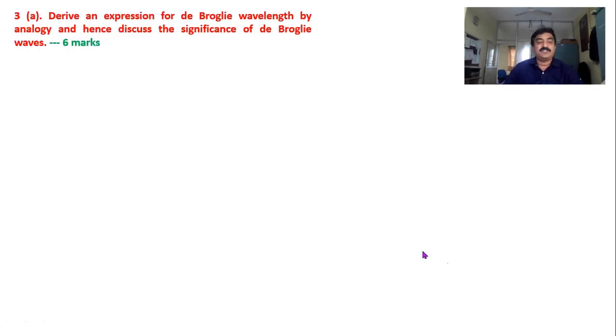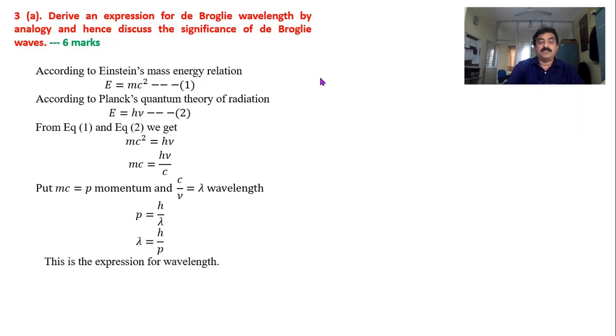Okay, now comes the first question, or question number 3. Derive an expression for de Broglie wavelength by analogy and hence discuss the significance of de Broglie waves. So you have to derive the expression for de Broglie wavelength, that is lambda is equal to h by p. So this is a direct simplification. You can start like this.